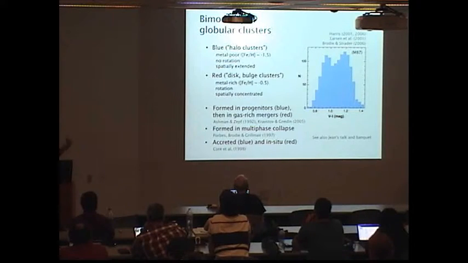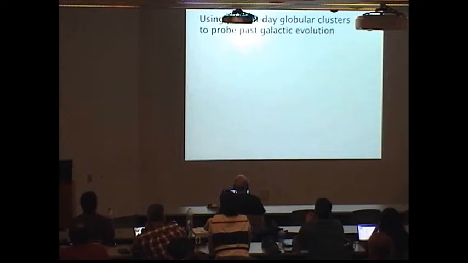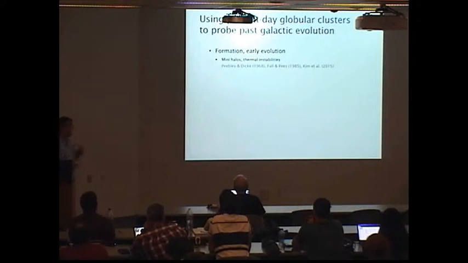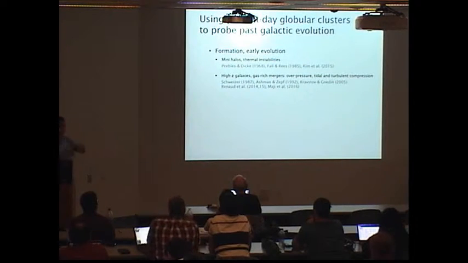So to try to understand these processes, to try to see the link between galaxies and star clusters, we can actually use present-day globular clusters to probe the past steps in galactic evolution. So we're talking, of course, about the formation and the early evolution of the clusters. Formation in mini-halos, for example, at very high redshift through thermal instabilities. At high redshift galaxies through gas-rich mergers, again, in over-pressurized environments, through tidal or turbulence compression, for example. You have to get extreme conditions to get all this mass of gas to convert into 10^6, 10^7 solar mass objects.